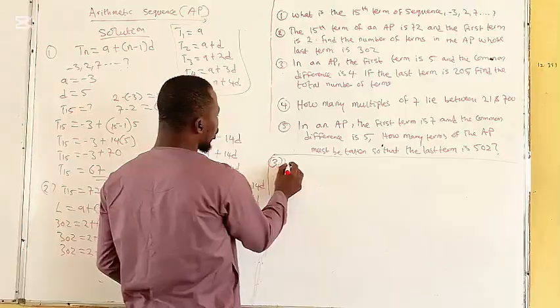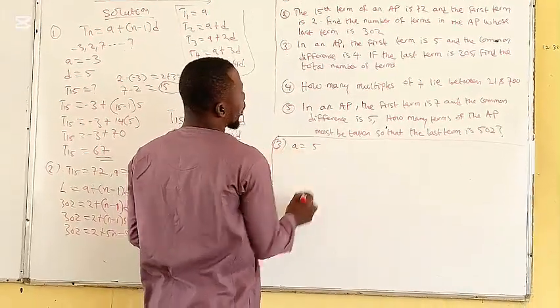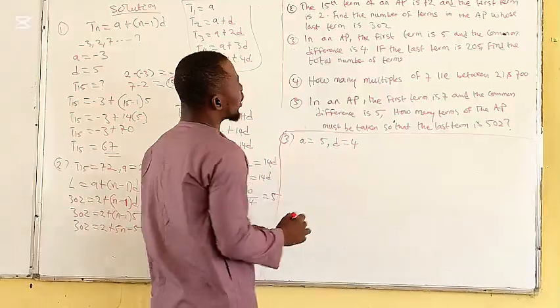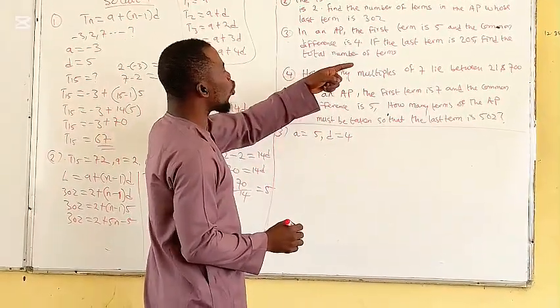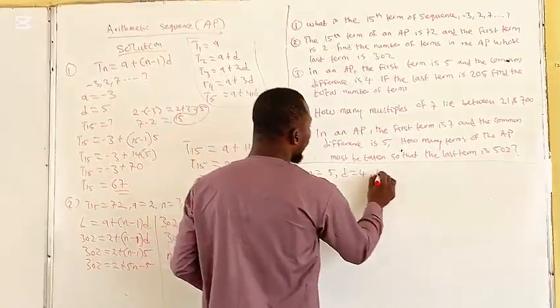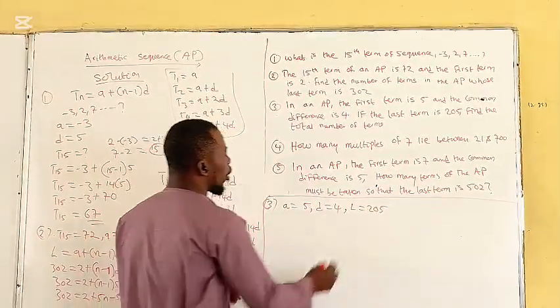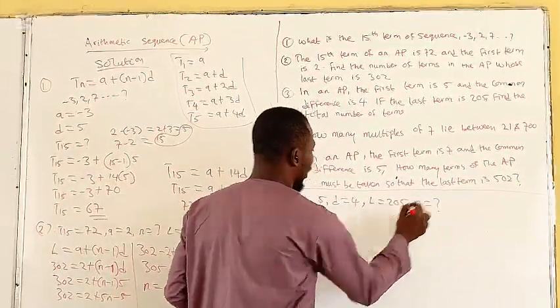The first term is 5, and they give us a common difference of 4, d equals 4. Then the last term is 205. We are given the last term again as 205. To find the total number of terms, we are looking for n.